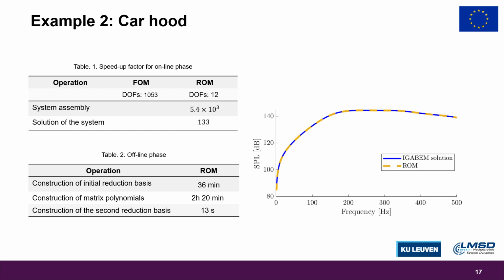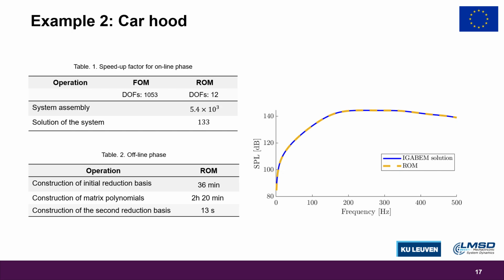Regarding the speed up factors, with the reduced order model, you can speed up the system assembly in the online phase by a factor of 10 to the power of 3, and the solution by 10 to the power of 2. For the construction of the initial reduction basis, for this example, the proposed method needs 36 minutes, and for the construction of the coefficient matrices, 2 hours and 20 minutes.